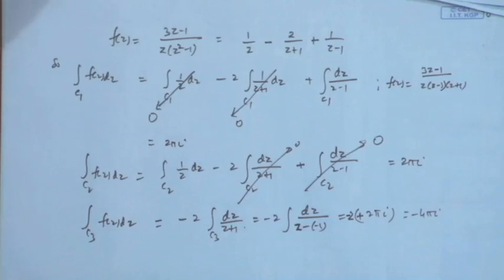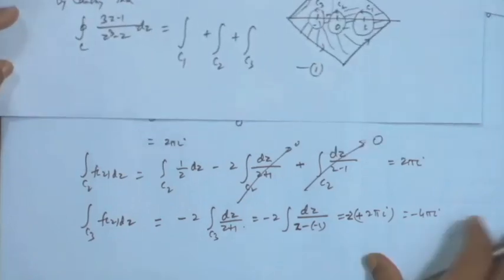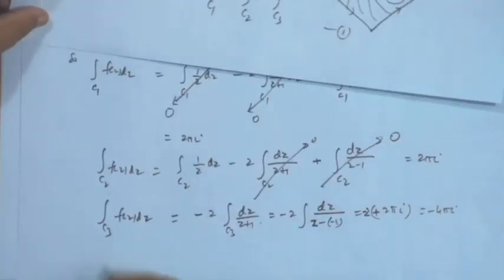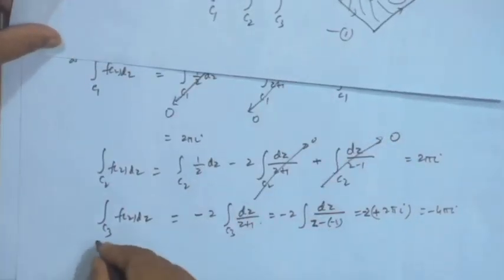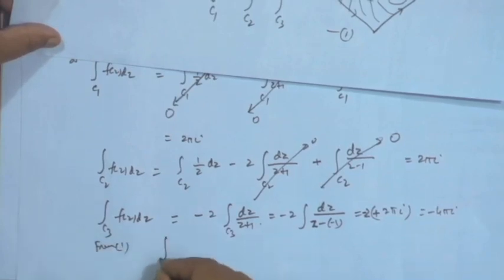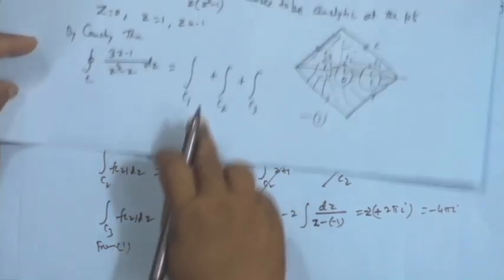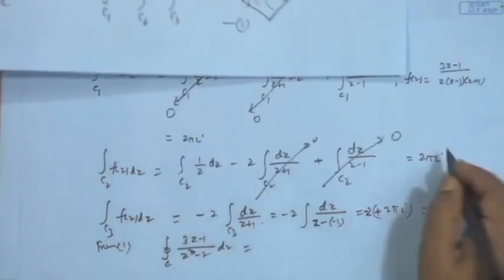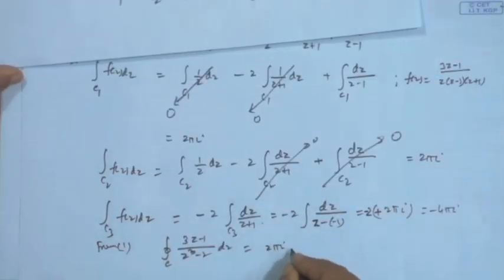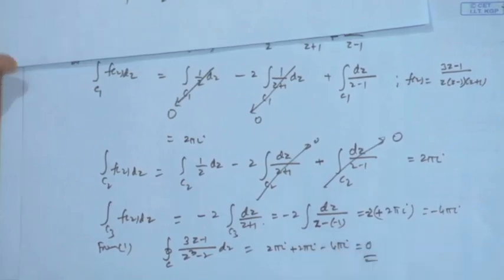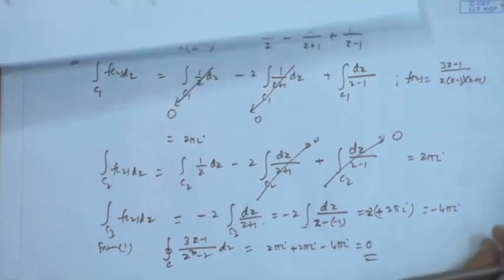So, what we get here is the integral along the closed boundary. According to the first result, the integral of this function along the outer boundary C is the sum of the integrals along C1, C2, C3. Therefore, the sum will be 2 pi I plus 2 pi I minus 4 pi I, and that comes out to be 0.